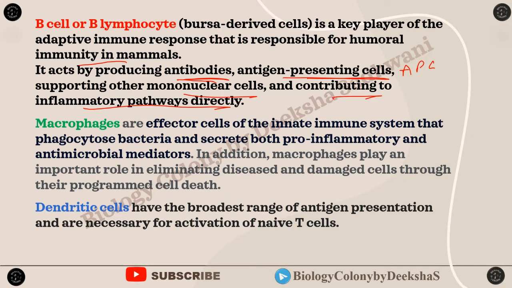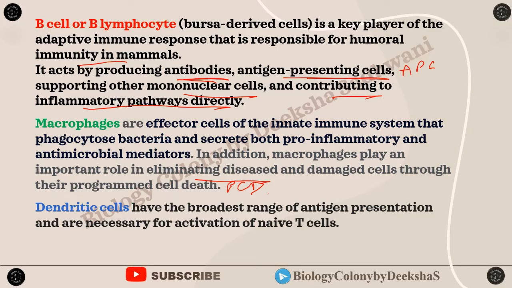Then macrophages are effector cells of the innate immune system that phagocytose bacteria and secrete both pro-inflammatory and antimicrobial mediators. In addition, macrophages play an important role in eliminating diseased and damaged cells through PCD or programmed cell death. So macrophages are also antigen processing cells.